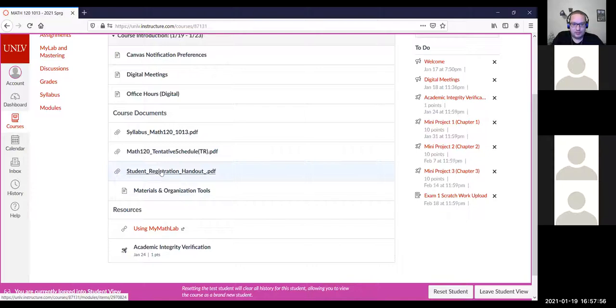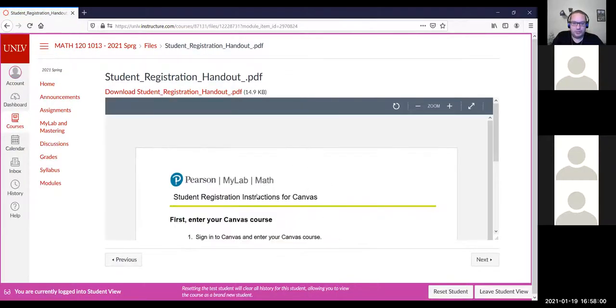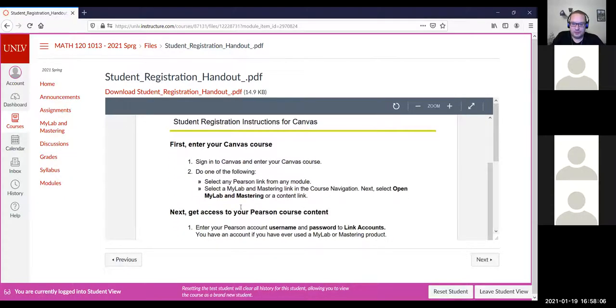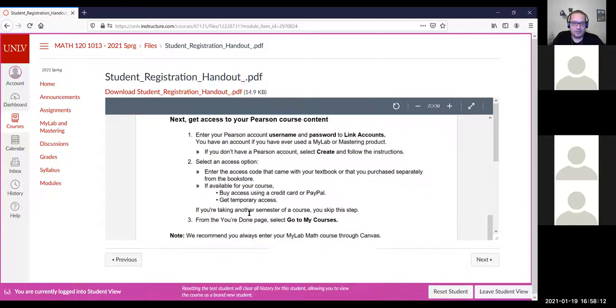So again, the student registration handout here, this is from the Pearson website for getting you linked into the Pearson account through Web Campus. You can either create your Pearson account through here, or if you have your Pearson account, you log in with that information.